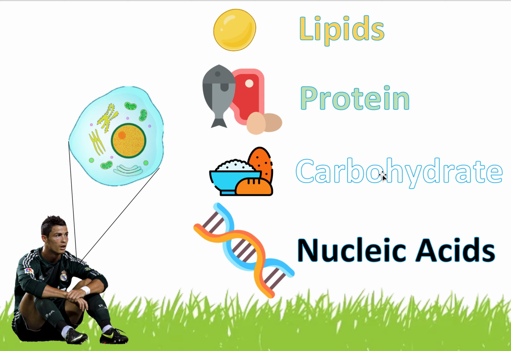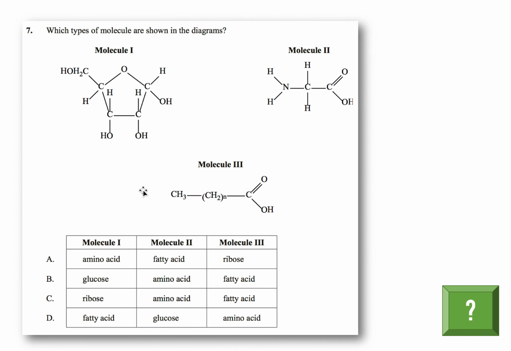Maybe you won't be able to answer this question fully, but I just want you to be aware that questions won't only be on one specific thing. Sometimes they mix and match these questions. Let me show you. Which types of molecules are shown in the diagram? So they show you 3 molecules.